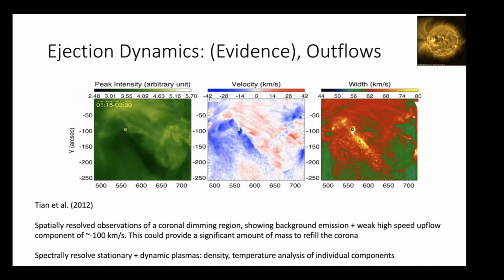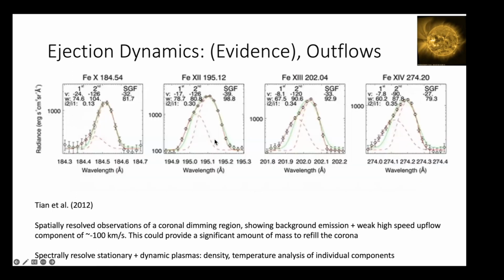So as far as studying these ejection dynamics, on the sun, when we're looking at stars, we're really kind of talking about evidence for these ejections. But on the sun, where you can spatially resolve these, you can look for outflows. This is an example of high-speed outflows seen during a dimming event. And this teeny little pixel right there, one little pixel on the sun, where you can spectrally resolve two different components, a blue shifted component and a stationary component.